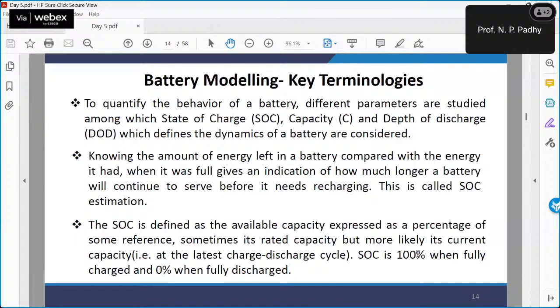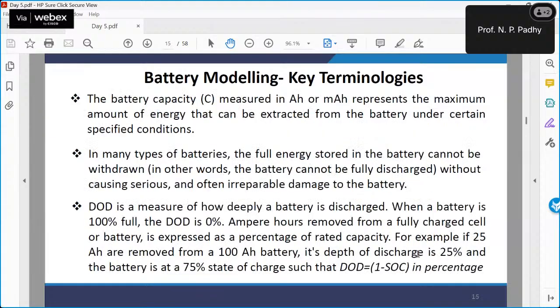Compared with the energy it had when it was fully charged, it gives an indication of how much longer a battery will continue to serve before it needs recharging. This is defined as the available capacity expressed as a percentage of some reference. Sometimes it is the rated capacity, but more likely it is the current capacity, that is, at the latest charge-discharge cycle. SOC is 100% when fully charged, and SOC becomes 0% when it is fully discharged.